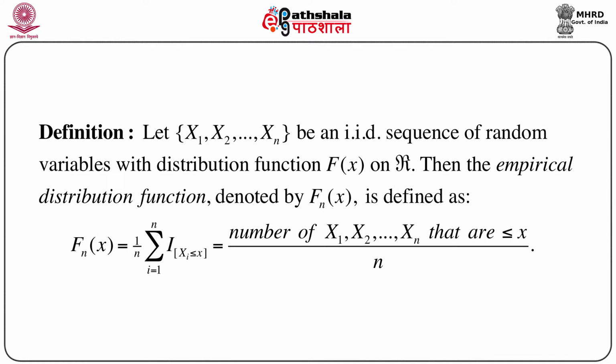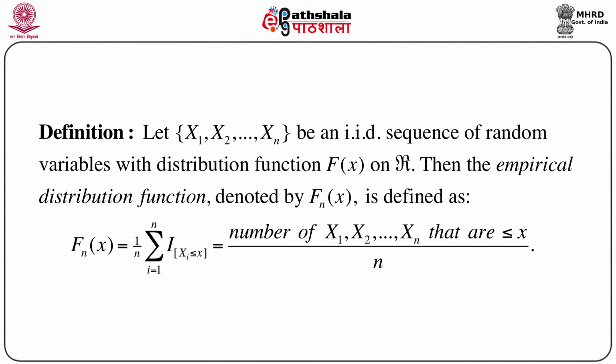So this indicates that it is just a ratio of two quantities. The numerator is the number of x1, x2, ..., xn that are less than or equal to x, divided by n. N is naturally the total number of such variables, and in statistics we can say that this is nothing but the sample size. So here we define an empirical distribution function, which is clearly an analog version of the distribution function defined in probability theory.